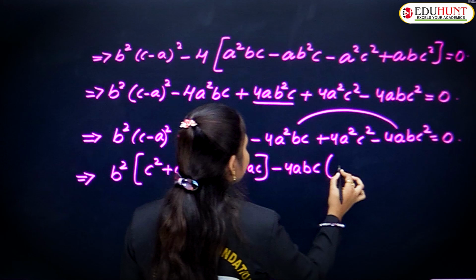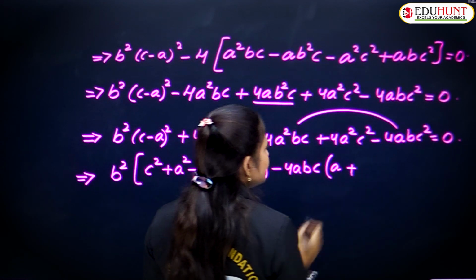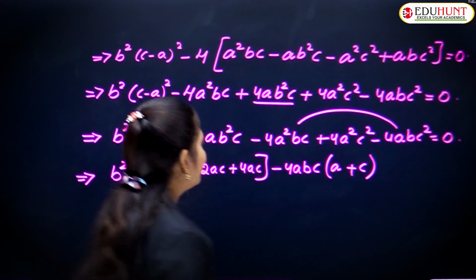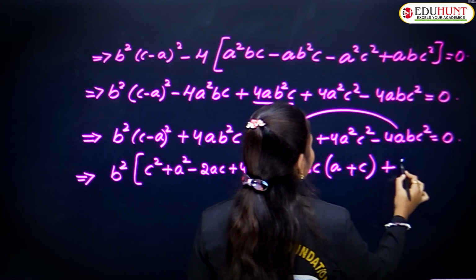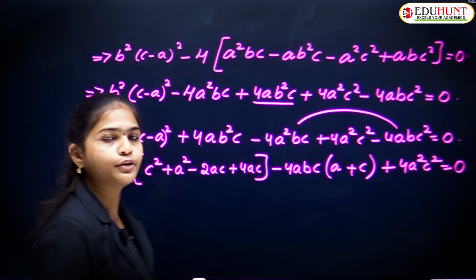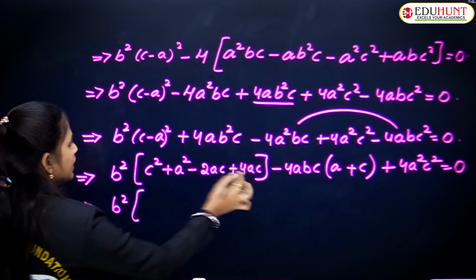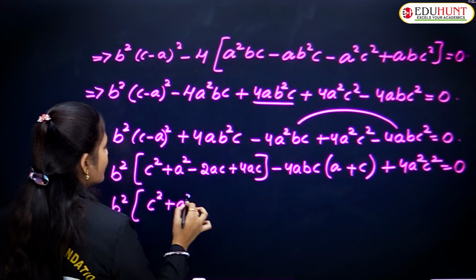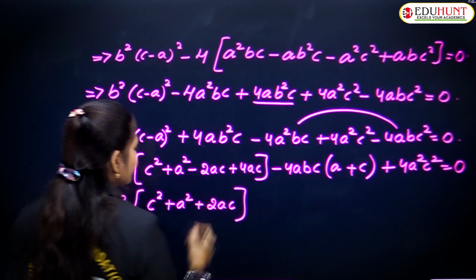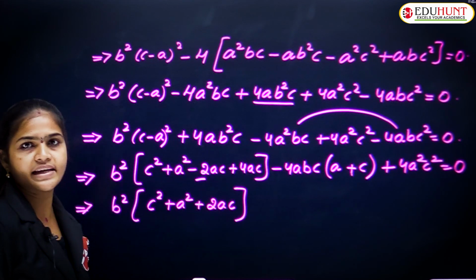So the leftover here a is there. Next, from here minus already we taken as common, so plus abc we taken. So leftover a plus c. Plus the leftover term 4a square c square, which is equal to 0. Clear to you? Next. So from this one, b square into c square plus a square minus 2ac plus 4ac, which is equals to plus 2ac. Clear? Minus 2ac plus 4ac, 4 minus 2 is plus 2ac.